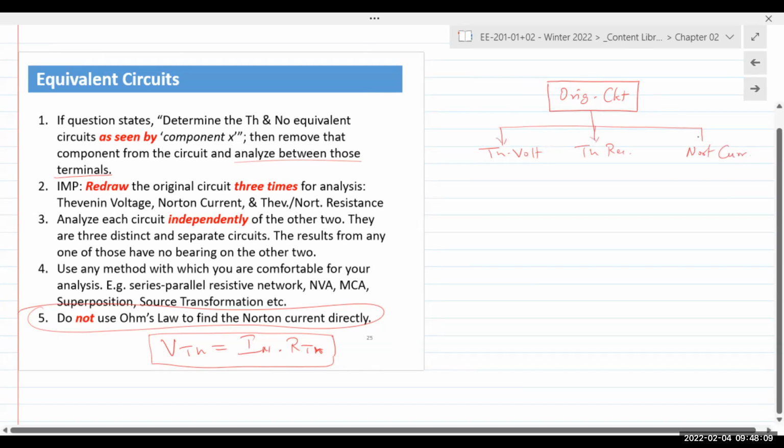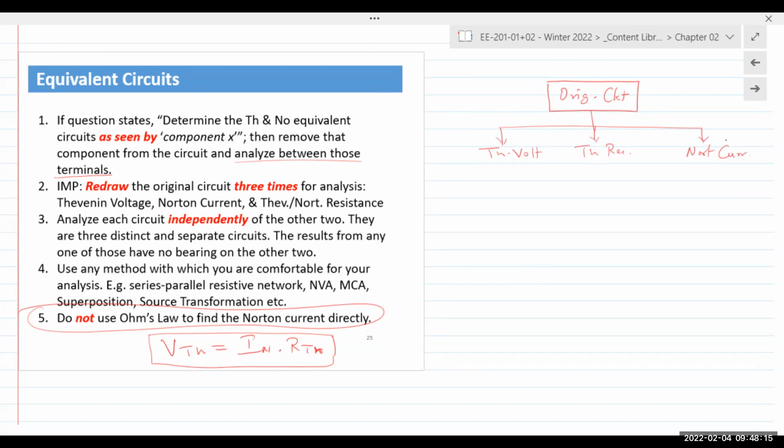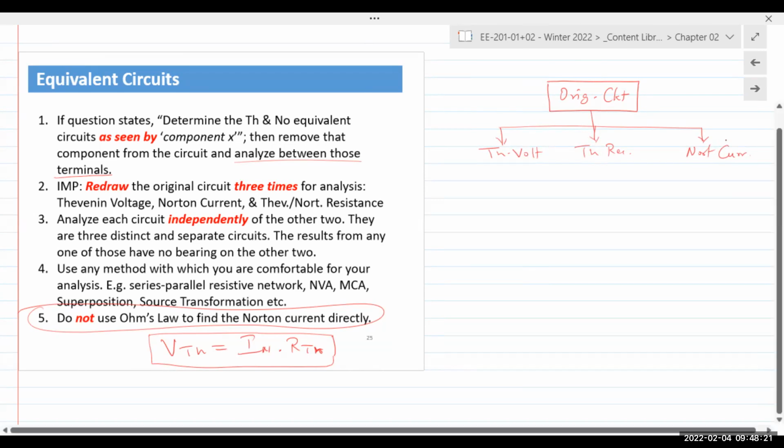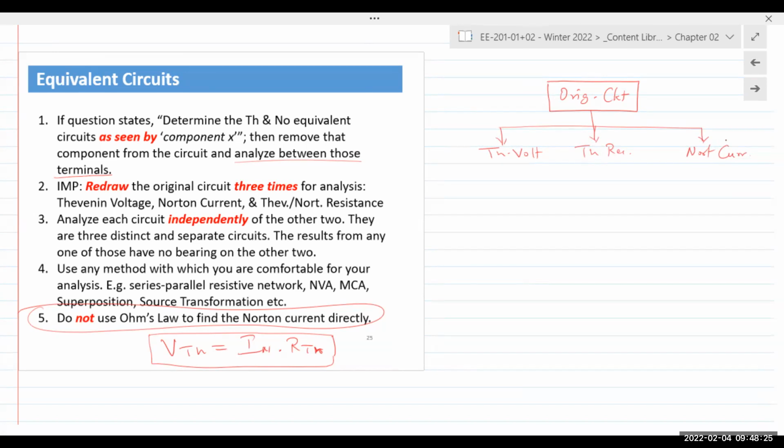And each one of these circuits has no bearing on the other. Okay, all 3 of them are independent of each other. The results you obtain from any one of these circuits do not apply to the other 2. That's the most important thing. So if you find the Thevenin resistance here, do not use the Thevenin resistance for the voltage or the current. So you have to redraw the circuit 3 different times.